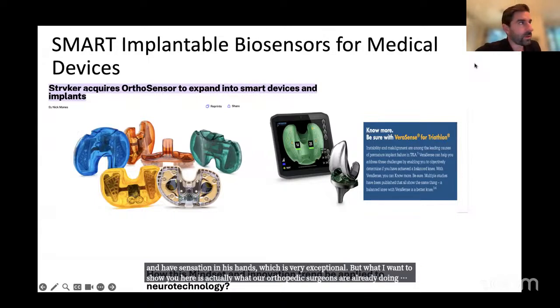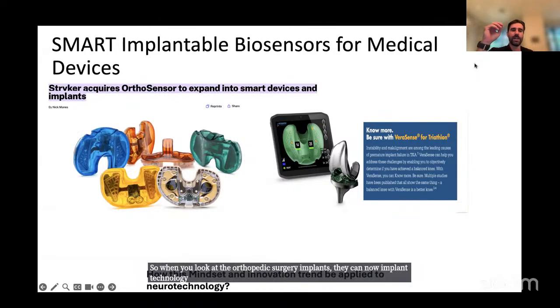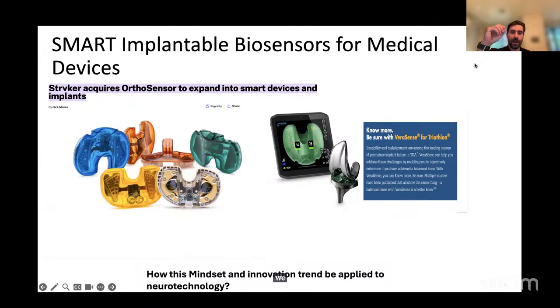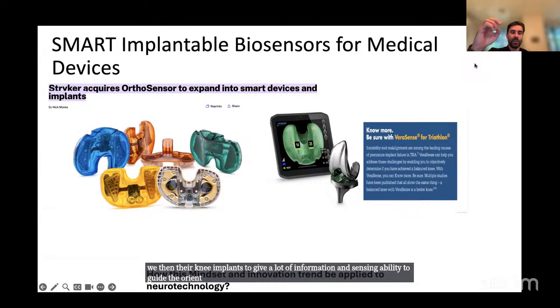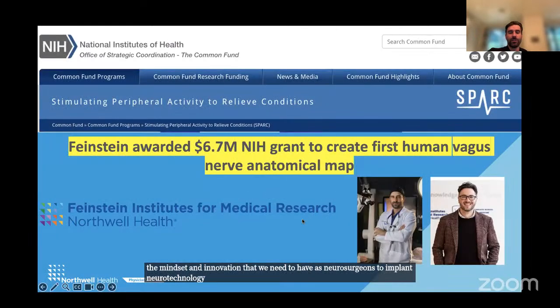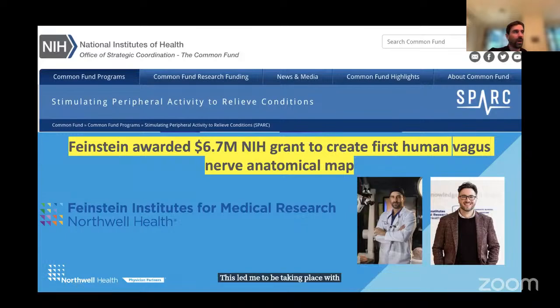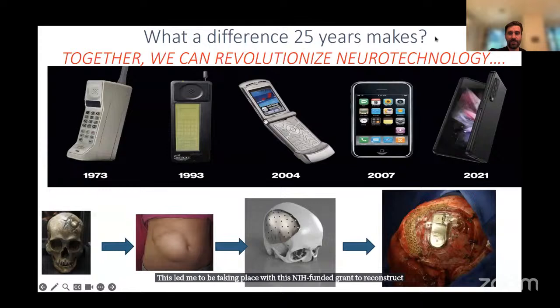But what I wanted to show you here is actually what our orthopedic surgeons have already been doing for years. When you look at orthopedic surgery implants, they can now implant technology within their knee implants to give a lot of information and sensing ability to guide the orientation of the implant. So I ask all of you here to think, what is the mindset and innovation that we need to have as neurosurgeons to implant neurotechnology in our adult patients? This led me to take part in an NIH-funded grant to reconstruct the vagal nerve at the Feinstein Institute.